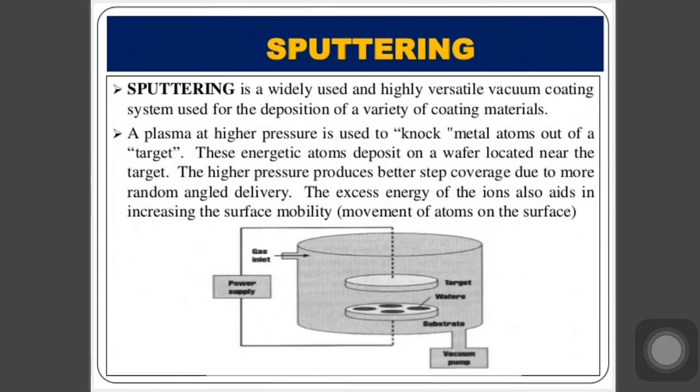A plasma at a higher pressure is used to knock metal atoms out of the targets. The energetic atoms are deposited on the wafer which is near the targets. A higher pressure produces better step coverage due to more random angle delivery. The excess energy of the ions also adds to increasing the surface mobility, which is known as the movement of the atoms on the surface.